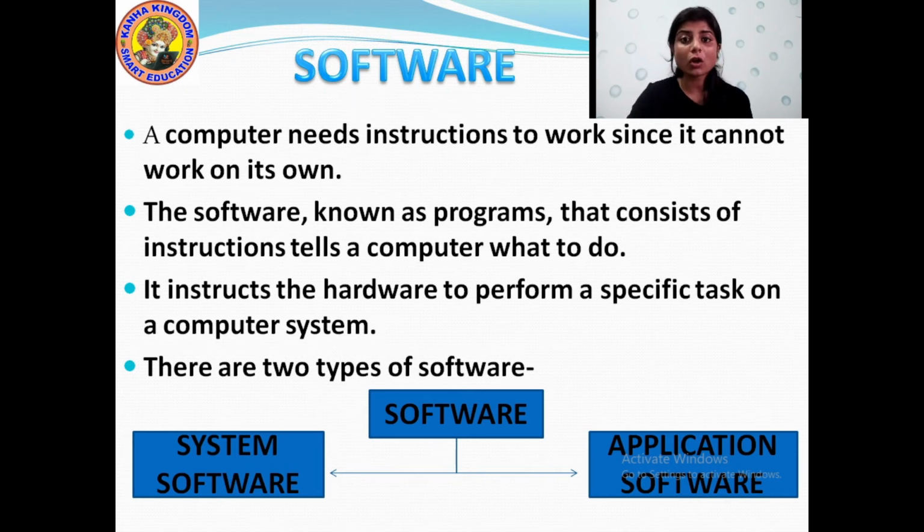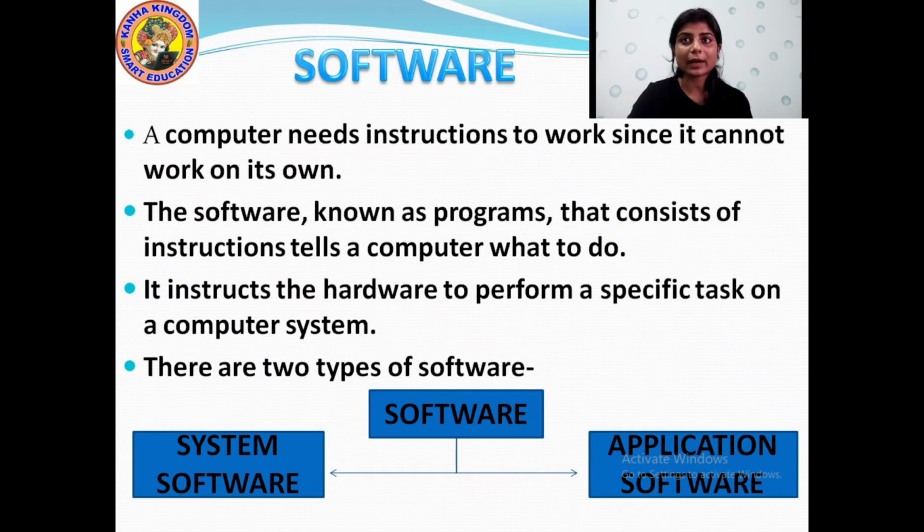No, it cannot work on its own because it is a machine. It is not a human being. It is not a living thing. It is a non-living thing. Okay, a computer. It is a machine. That is why until and unless we instruct or we tell a computer or we give them instructions, it will not work on its own. Okay, and the instructions that we give to a computer to work, that is called software.